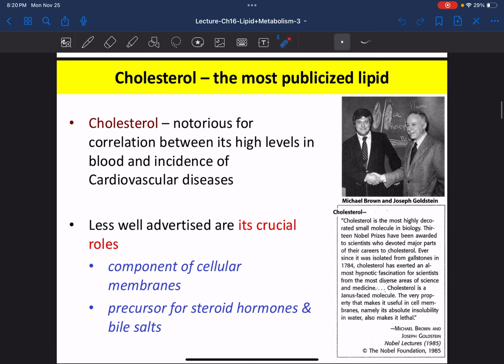So what is cholesterol? Cholesterol is the most publicized lipid and is notorious for the correlation between its high levels in the blood and incidence of cardiovascular diseases. Although it is often talked about in a negative light, it does have some crucial roles, like being a component of cellular membranes and a precursor for steroid hormones and bile salts.